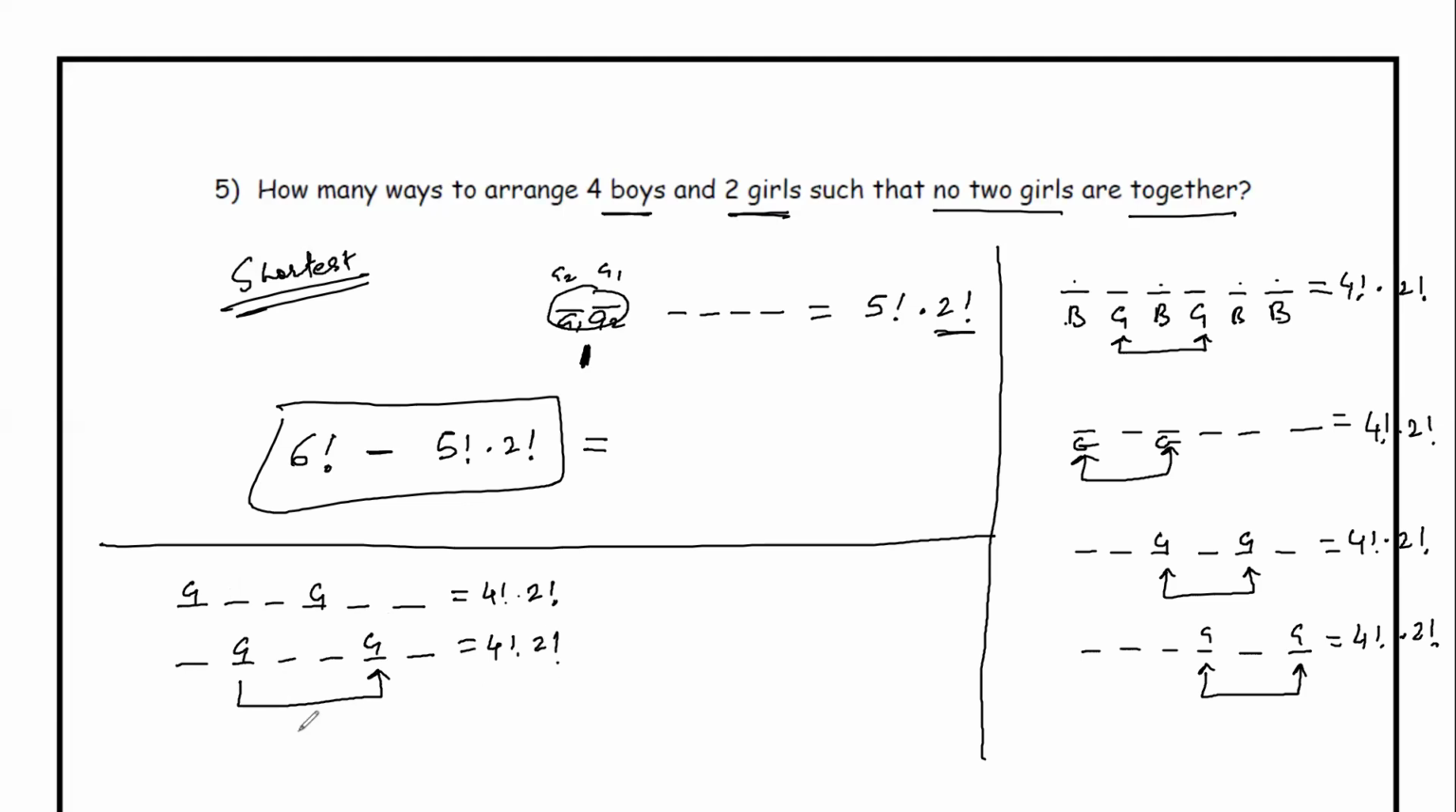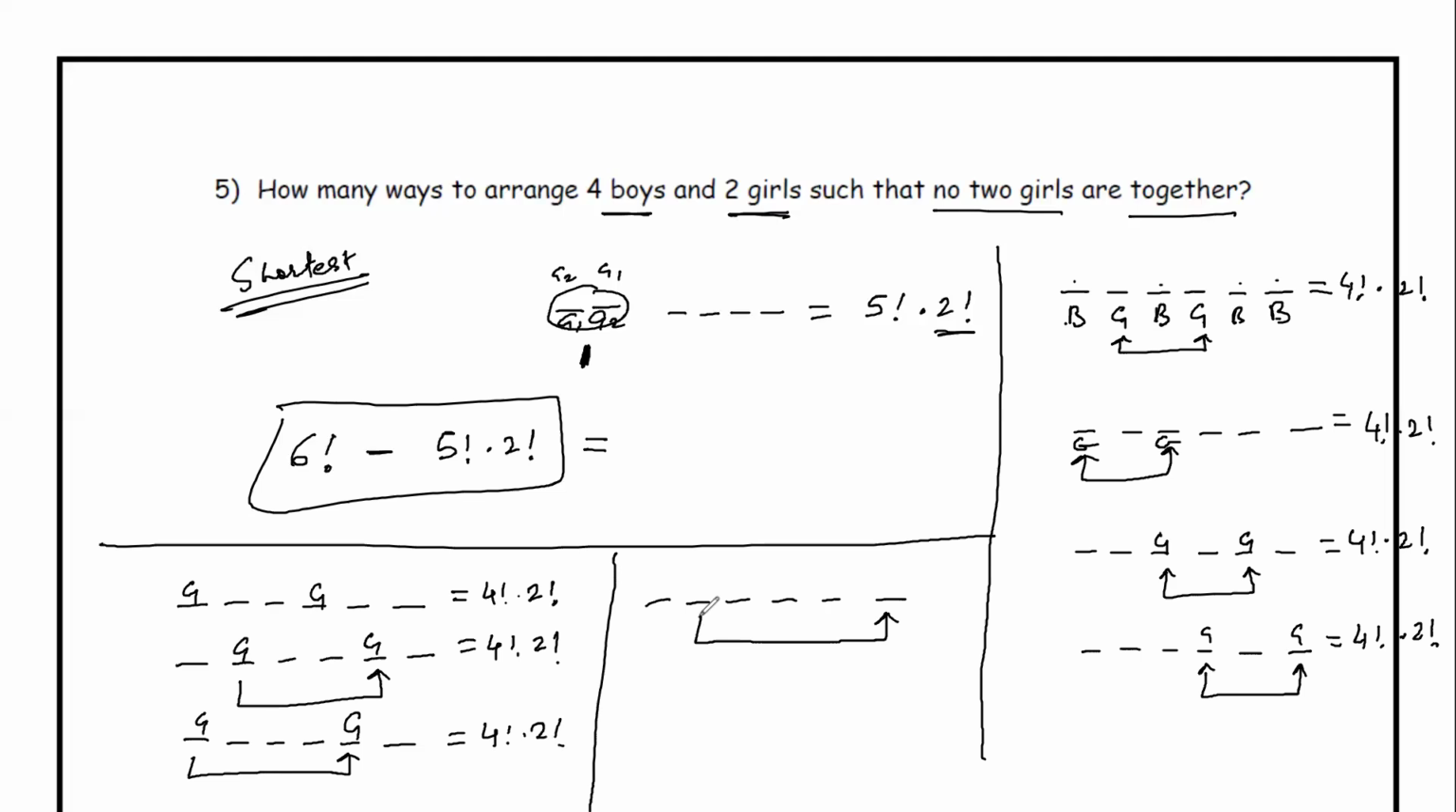Now you'll have to leave three places between them. So 1, 2, 3, 4, 5, 6. So this and this. So again you have 4 factorial into 2 factorial. Then again you have leaving three positions from the second place onwards, here and here. So that's again 4 factorial into 2 factorial.